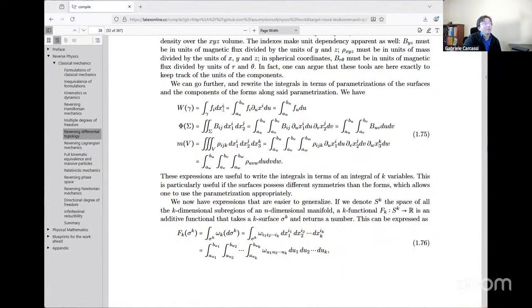you're going from the standard parameterization that you would have on the space itself to the parameterization of the curve, and then you can do it for the line integral, the surface integral, and the volume integral. And so the point is that all these things can now be generalized to n dimensions, to a k-form in an n-dimensional space. These expressions are useful to write the integrals in terms of an integral of k variables. This is particularly useful if the surfaces possess different symmetries than the forms, which allows one to use the parameterization appropriately.